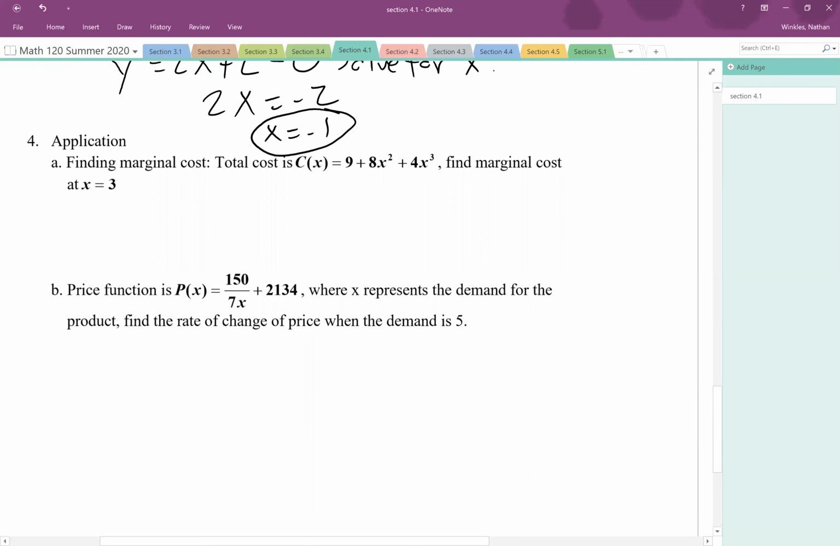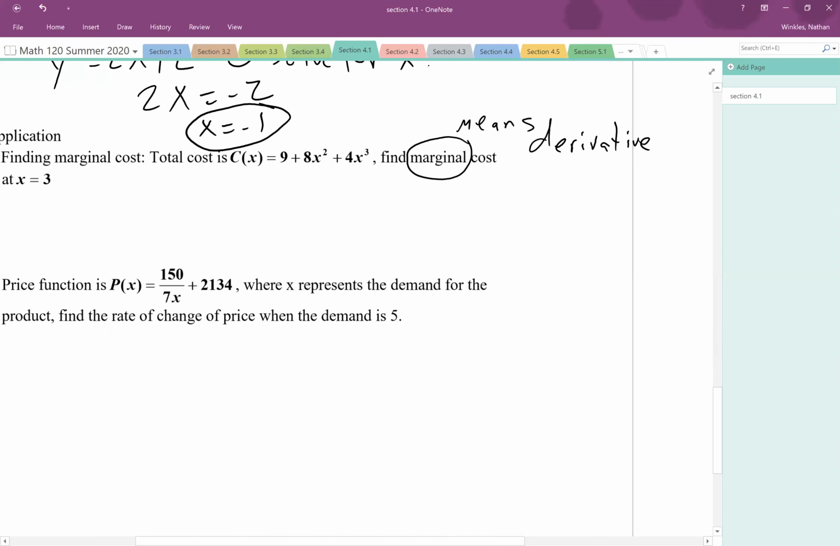We can also talk about business applications here. So first, it tells us finding the marginal cost. The total cost is C of x equals 9 plus 8x squared plus 4x cubed. Find the marginal cost at x equals 3. Marginal means derivative. So always keep that in mind.